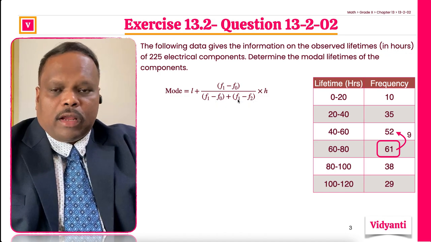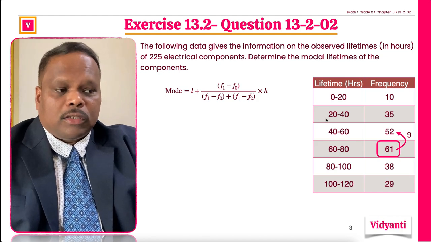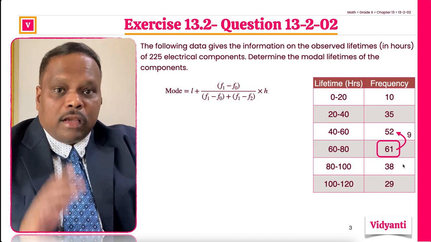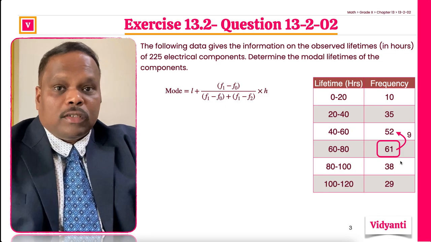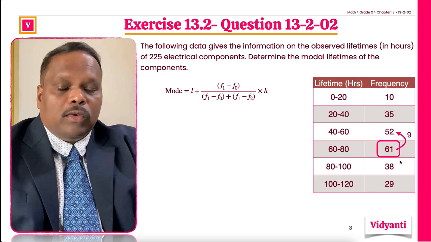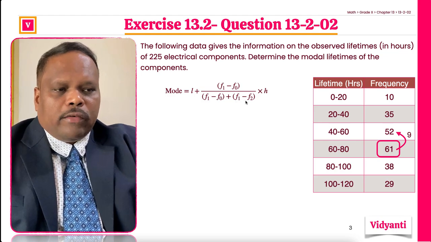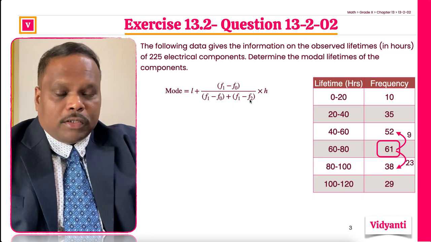F1 minus F2. Remember, F1 is going to be superior as compared to the two adjacent because F1 is always largest. F1 is always largest because we have chosen F1 such that the mode will be in that. So F1 will always be higher compared to F0 and F2. So F1 minus F2 will be in this case 23. Right? Remember, all these brackets are going to be positive.